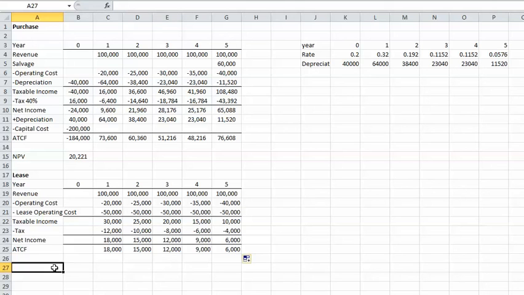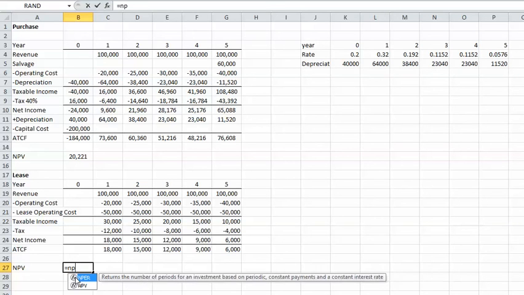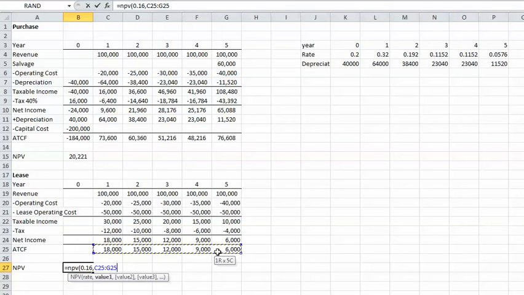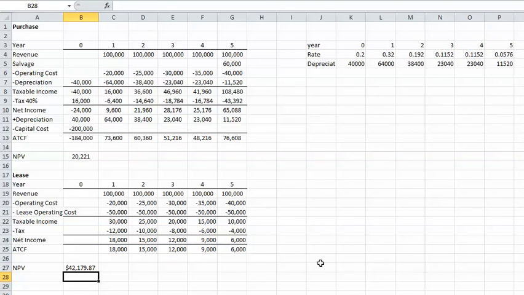And then we calculate the NPV. As we can see here, there are no payments at present time, so I don't need to enter anything manually, because this is zero. I'll just directly use the NPV function, 16% discounting rate, and this cash flow. We can conclude that this investment is going to have a better return if we lease the asset instead of purchasing the asset.